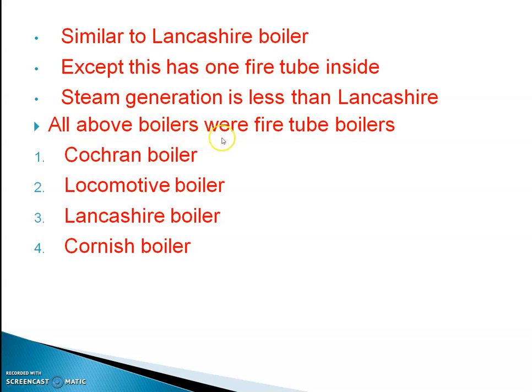All the above boilers were fire tube boilers. The first one is the Cochran boiler, then the locomotive boiler, the Lancashire boiler and the Cornish boiler.